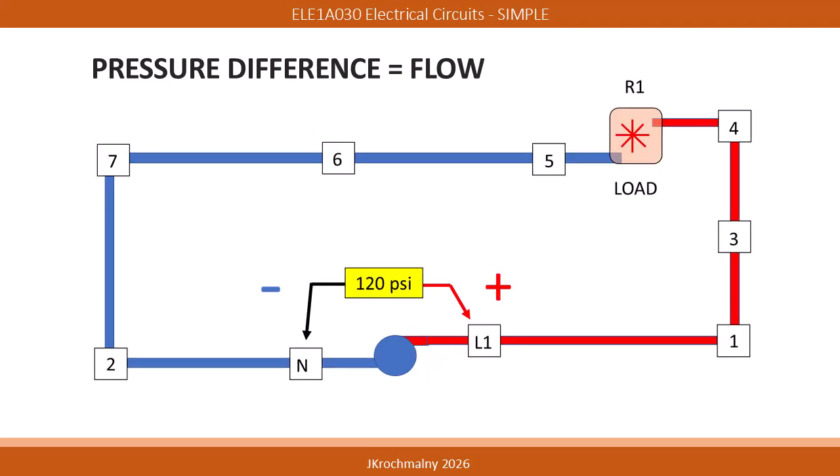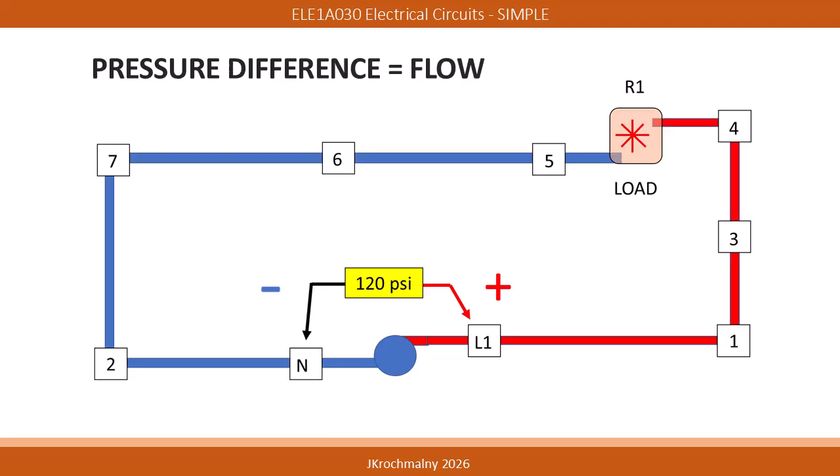If your hand were inserted into the L1 position, it would deflect away from the pump located immediately upstream from it. This is due to the discharge pressure being produced by the pump. I'll place a positive above the L1 terminal, signifying this positive pressure.